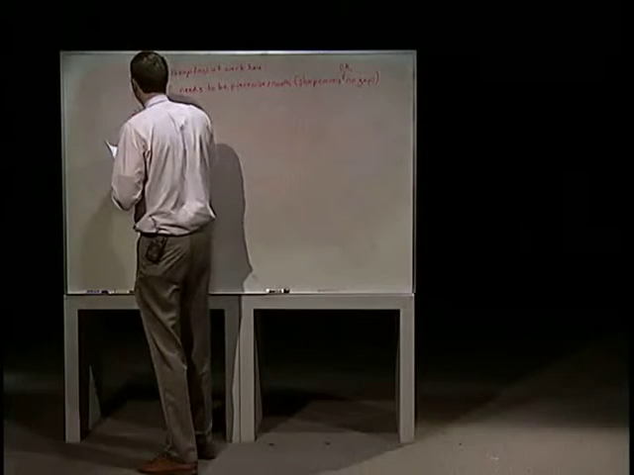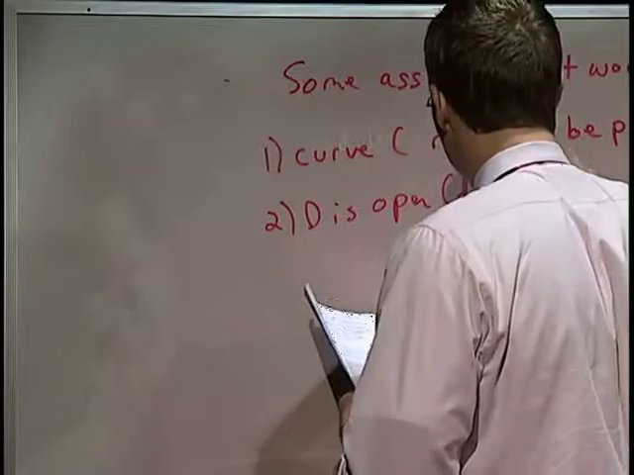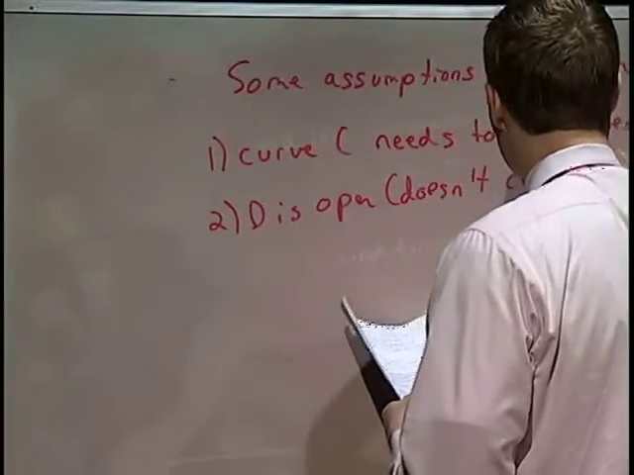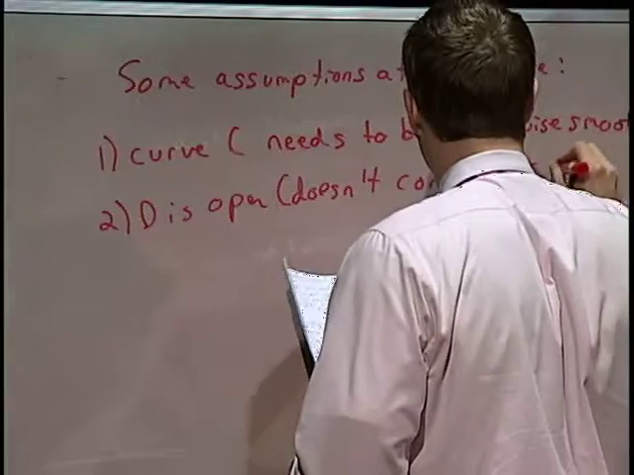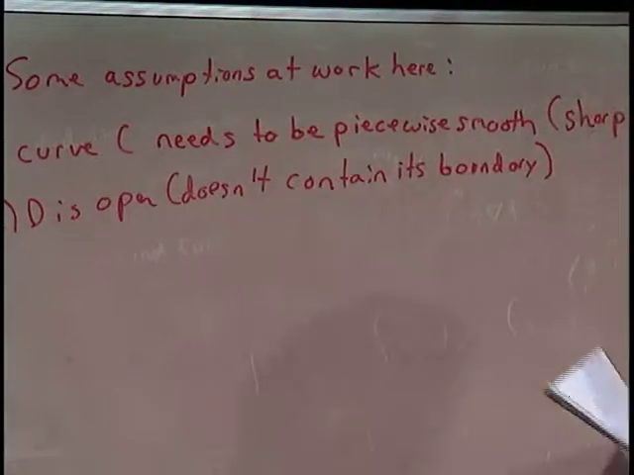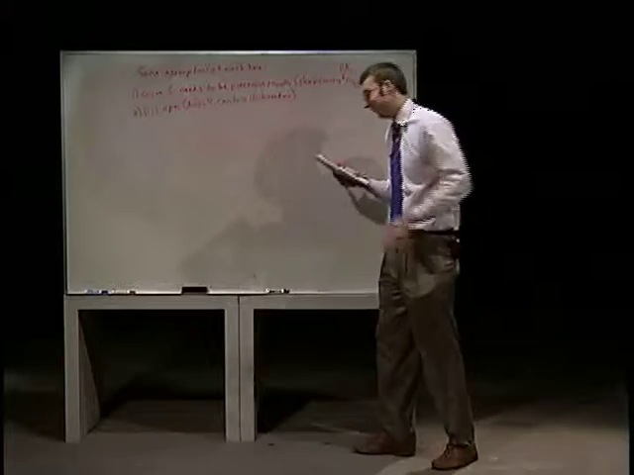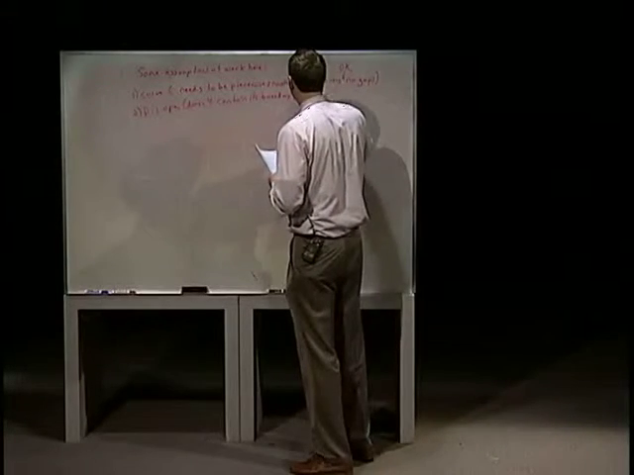And D is open, so D is an open region. That means it doesn't contain its boundary. Okay, so like the interior of a circle works, but a circle itself doesn't work because the circle contains its boundary. So it's kind of a fine point, but we'll see it's not a big deal for us usually.